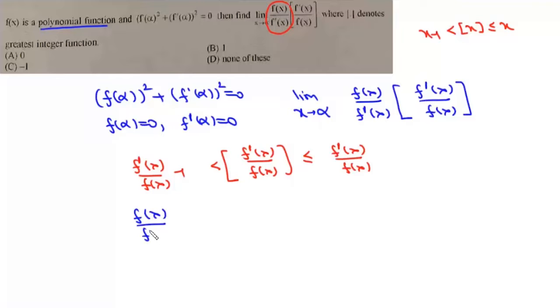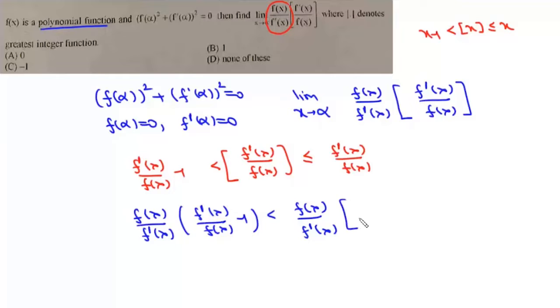f(x)/f'(x) into (f'(x)/f(x) minus 1) is less than f(x)/f'(x) into the greatest integer function of f'(x)/f(x), and less than or equal to f(x)/f'(x) into f'(x)/f(x).